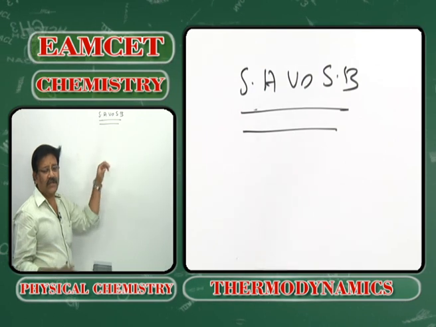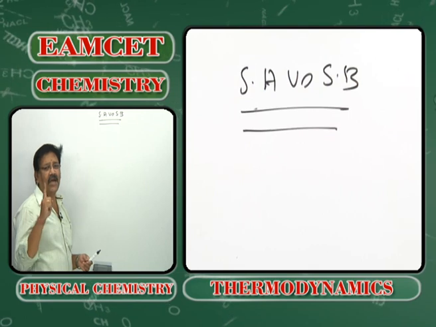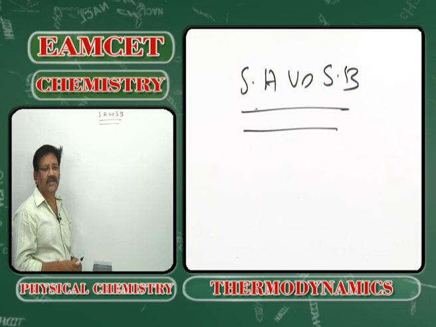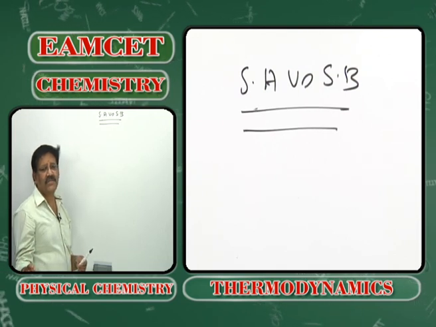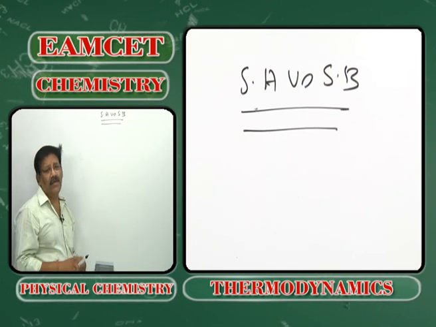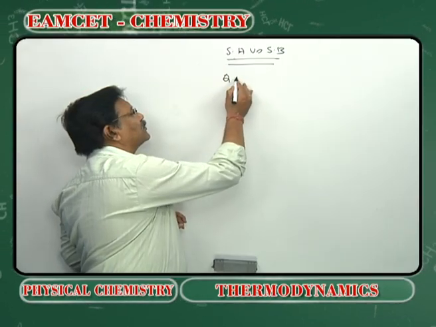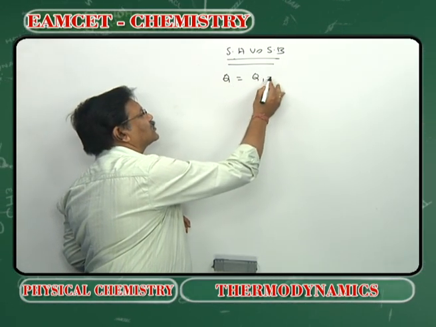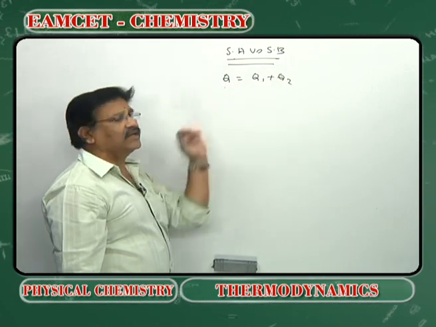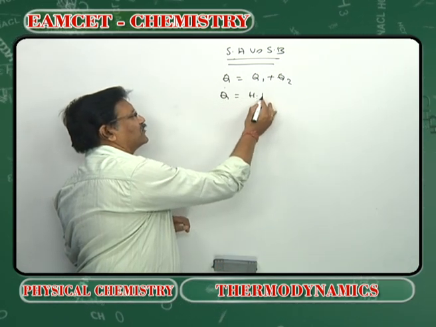So neutralization reactions take place in how many steps? 2 steps. First step is ionization of the acid and base to produce H plus ions and OH minus ions. And what is the second step? Combination of H plus ions and OH minus ions to form 1 mole of water. So Q will be equal to Q1 plus Q2. What is Q? Heat of neutralization. What is Q1? Heat of ionization.